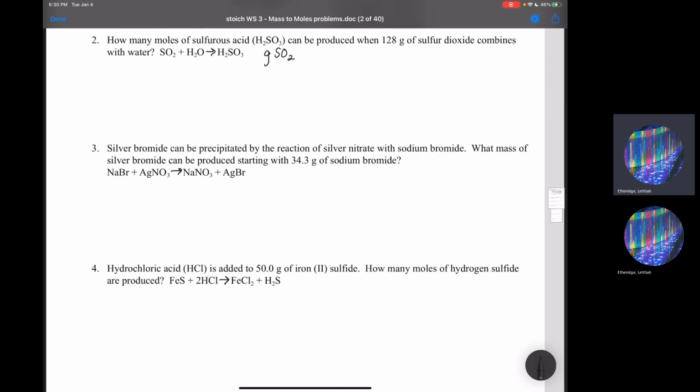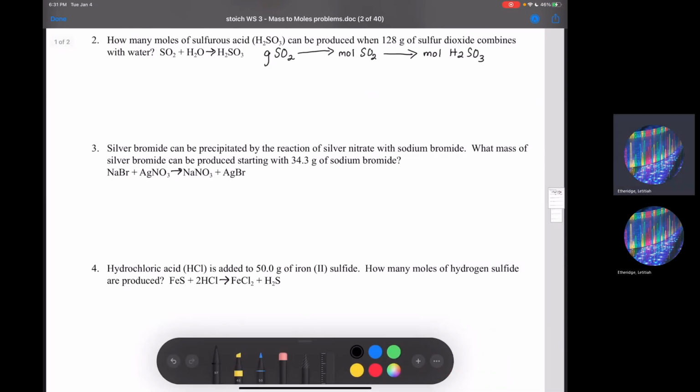You are going to go from grams of sulfur dioxide to moles of sulfur dioxide to moles of sulfurous acid. Check your molar map to make sure that you are correct and going in the right direction. You're going from grams to mole, then you're going to cross over your dotted line into moles. In terms of your conversion factors, when you're going from gram to mole, you should know that you're going to use the molar mass. And when you're going from mole to mole, you're going to use the mole ratio.